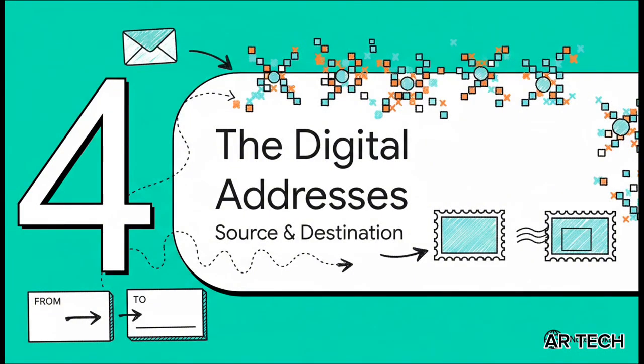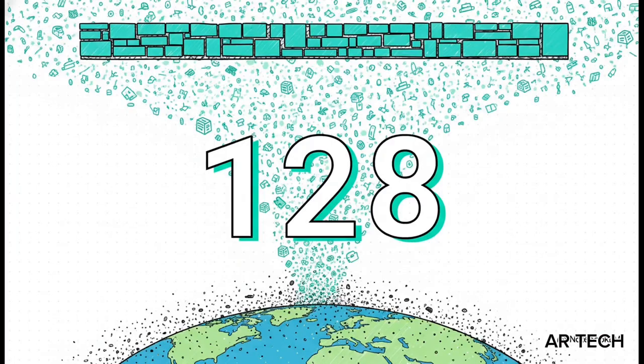And now we arrive at the most important part of our shipping label, the two fields that take up the vast majority of the header's real estate. We're talking about the digital to and from addresses. And these addresses are, well, they're enormous. Just look at that. Each IPv6 address is 128 bits long. That number is so ridiculously large, it's hard to even wrap your head around. It's more unique addresses than there are atoms on the entire surface of the Earth.